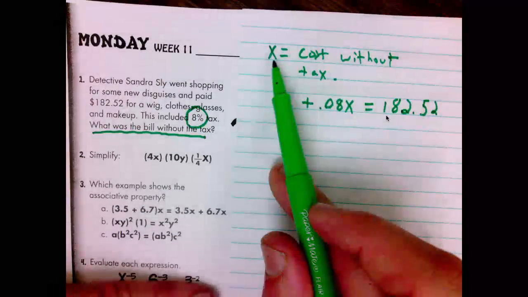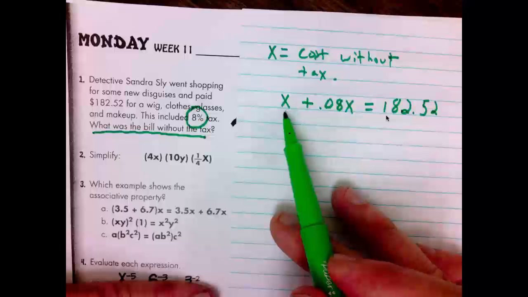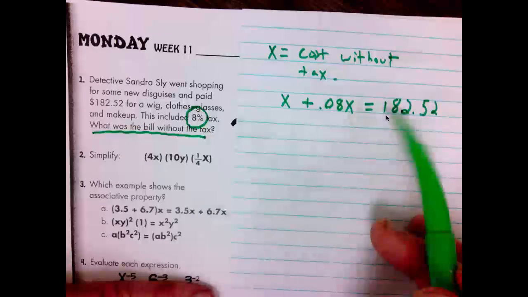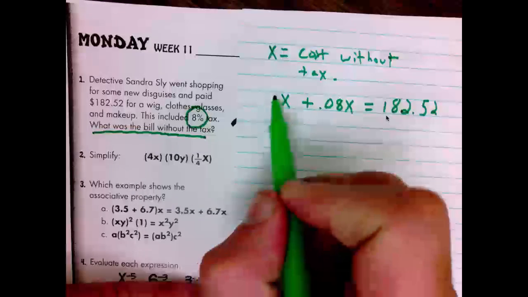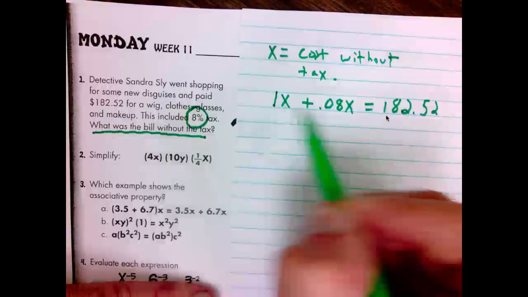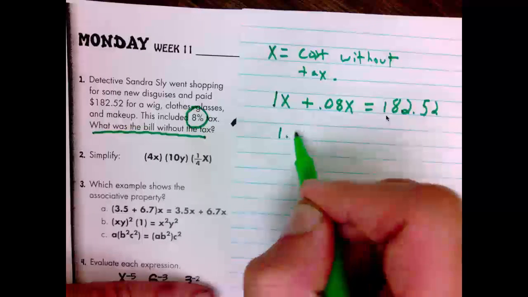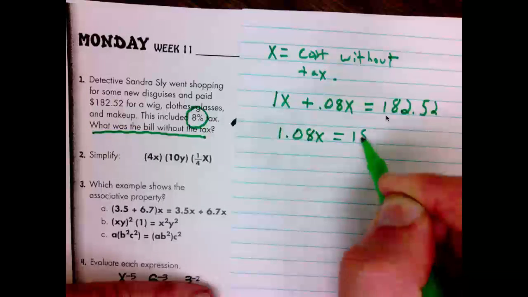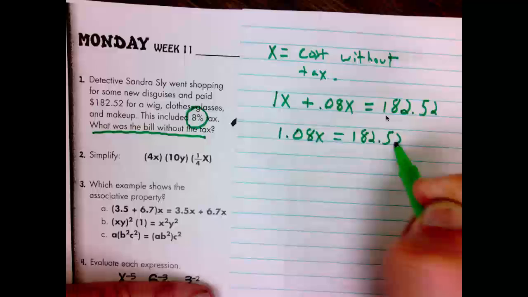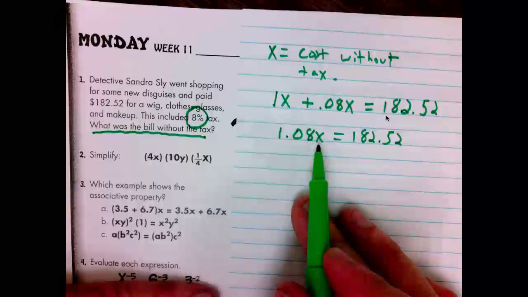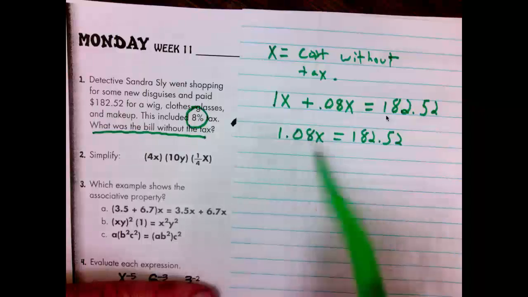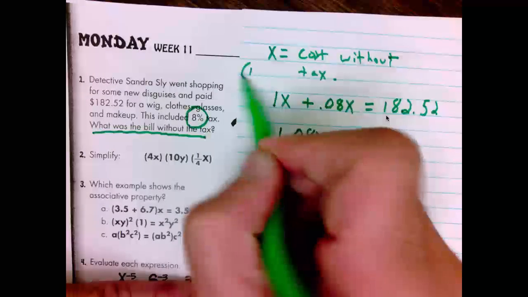I don't know how much the original price is, but I'm going to call it x. 8% of that amount will be the tax. Those two things added together will be the total. Well, the implied coefficient here is 1. Combining like terms leaves us 1.08x equals 182.52. Solving for x, we will simply divide by 1.08 on both sides. I'll leave that part for you. That's number 1.